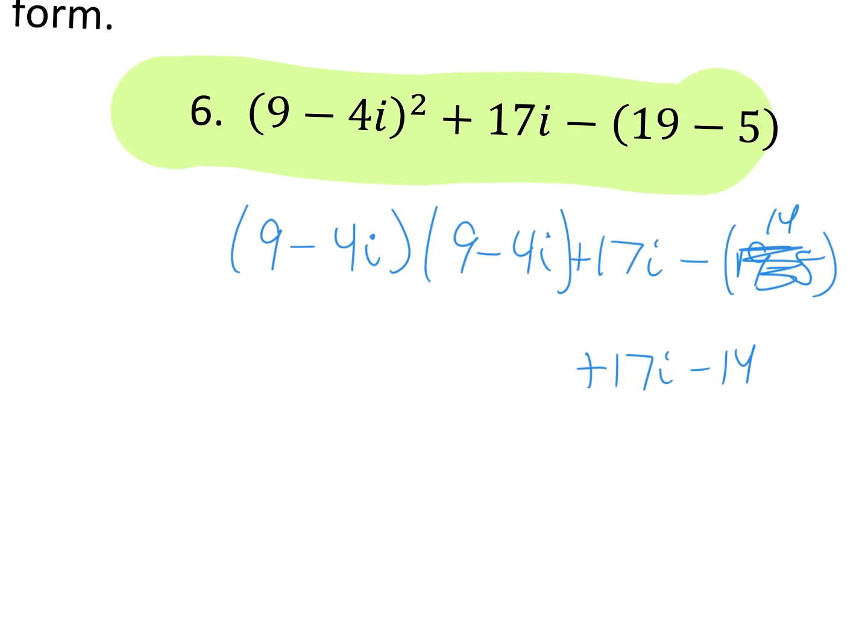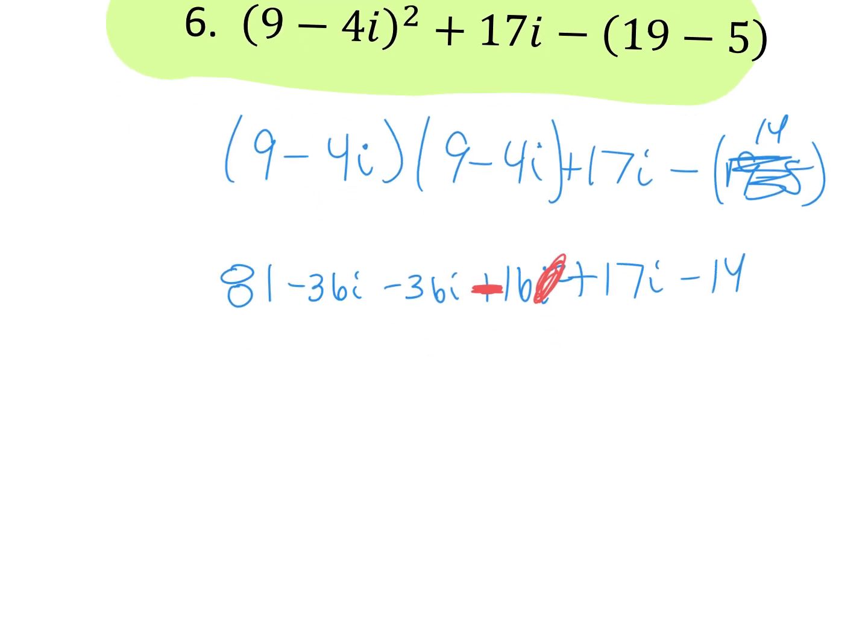Now just FOIL. What's 9 times 9? 81. What's 9 times negative 4i? Minus 36i. What's negative 4i and 9? Minus 36i. And what's negative 4i and negative 4i? Positive 16i squared. Cross off the i squared and change the sign. Now you've done all your distributing and all that stuff.